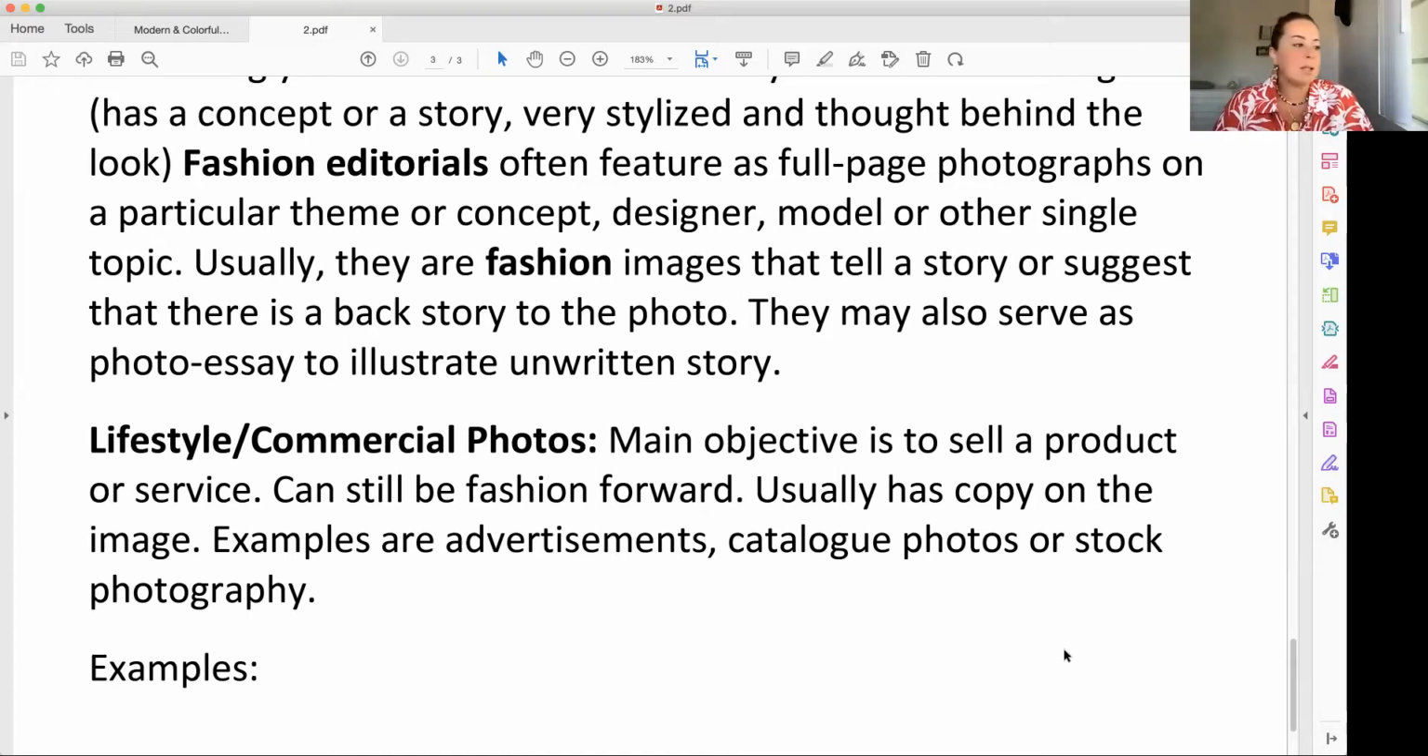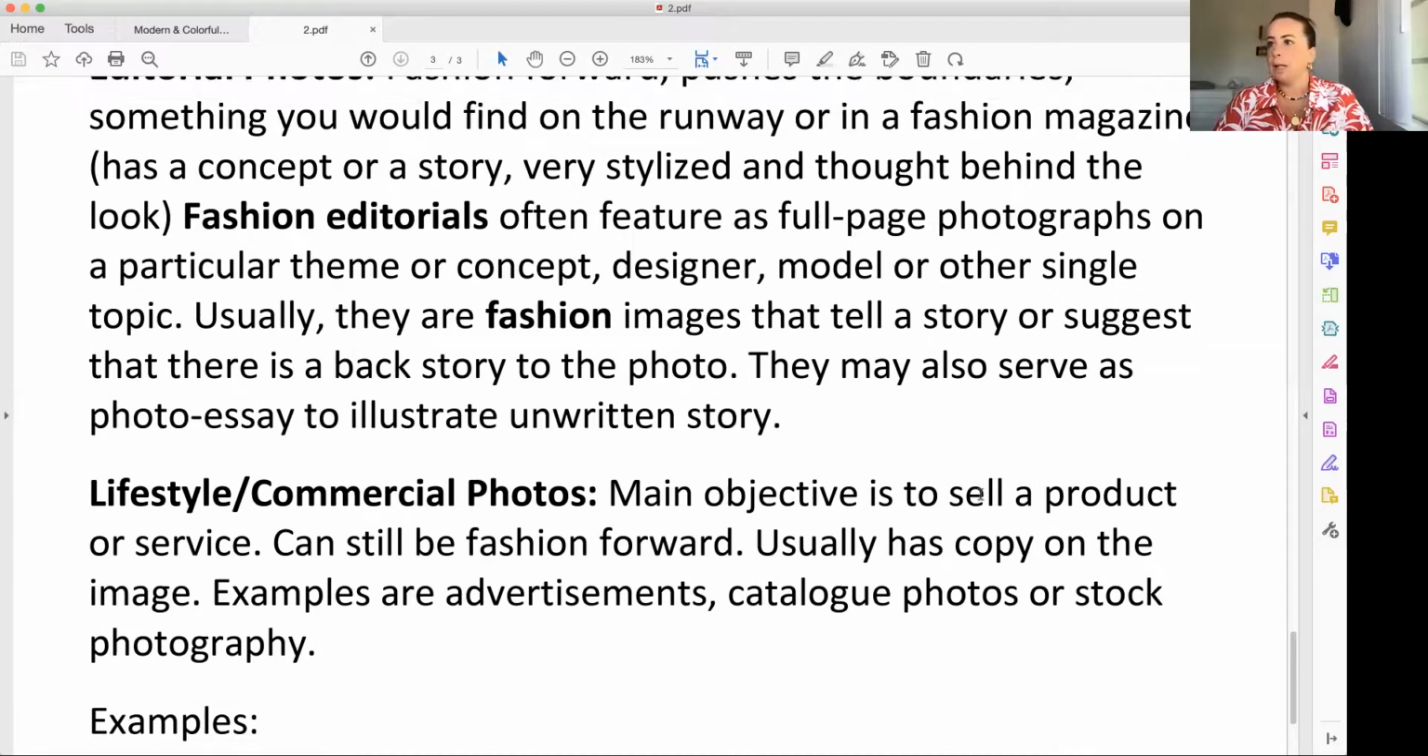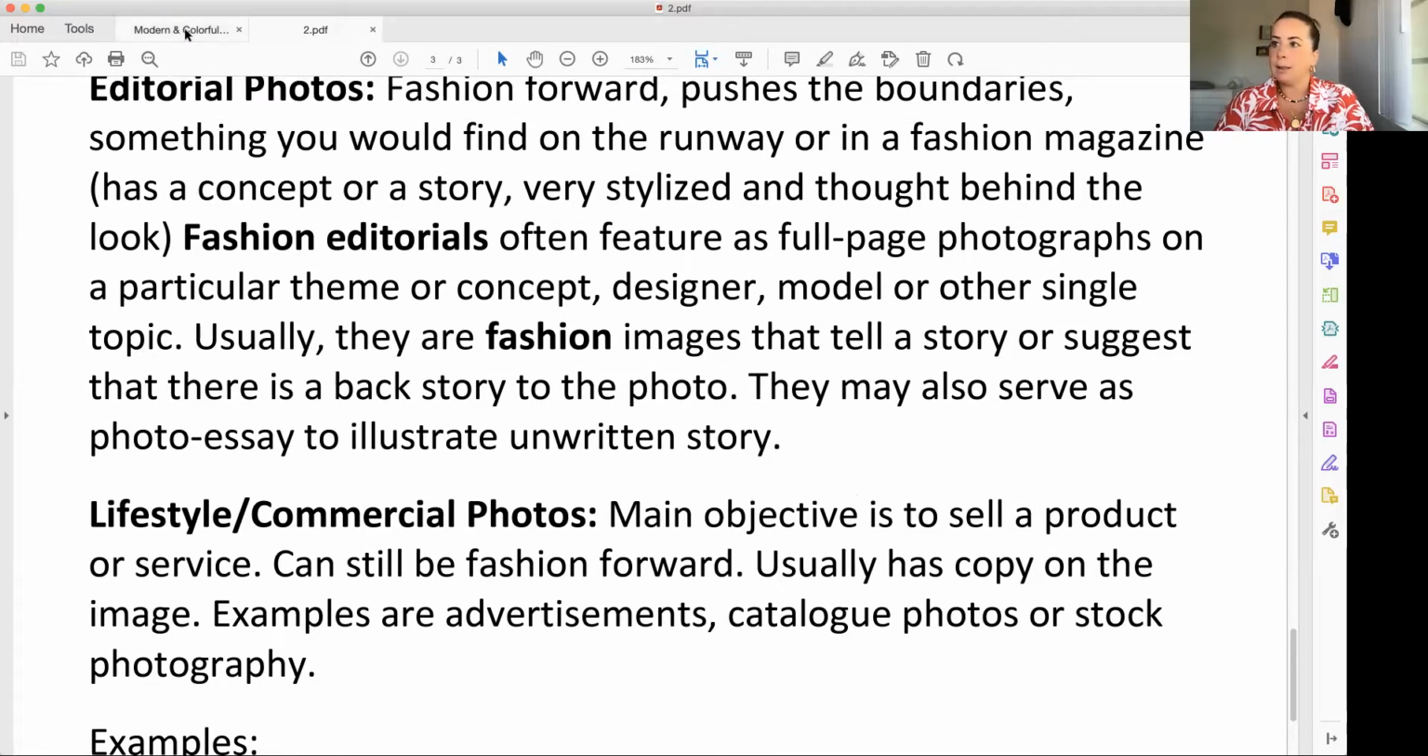It usually has copy. So this is writing on the image. If we're doing a Celine inspired photo shoot, you're probably going to want to add branding, or a slogan or something like that, to communicate to our audience that you are selling this product and this is this brand, right? Some examples of this are advertisements, catalog photos, or stock photography. Okay, so now I want to look at an example here.